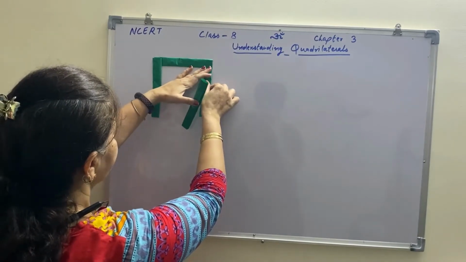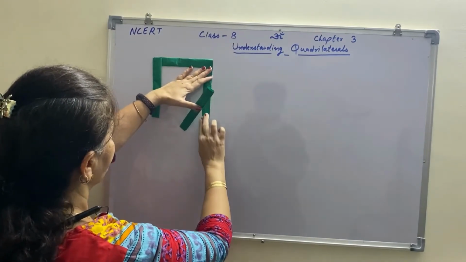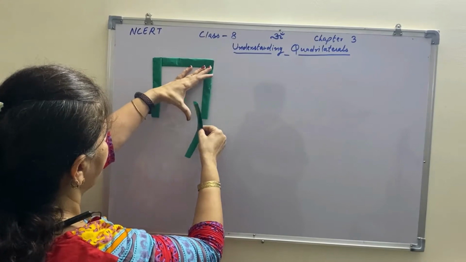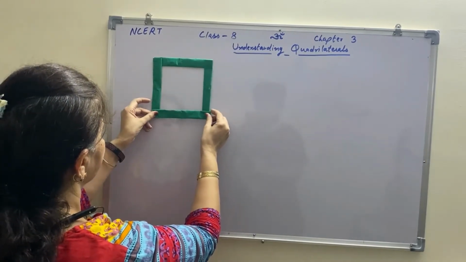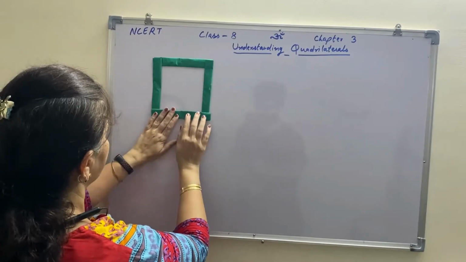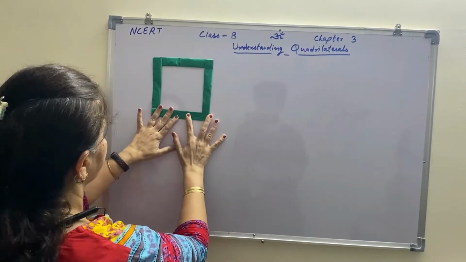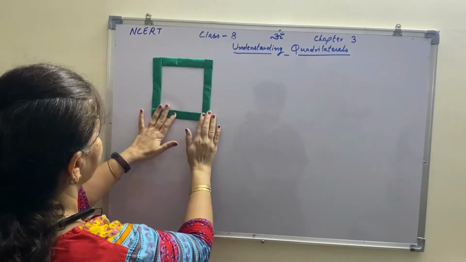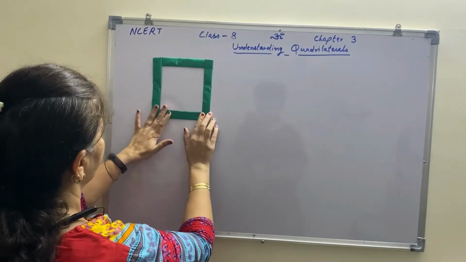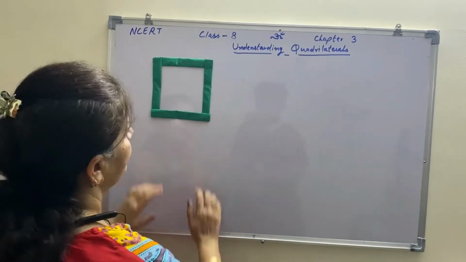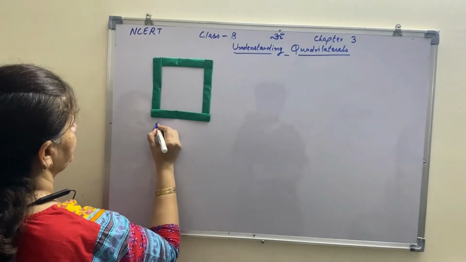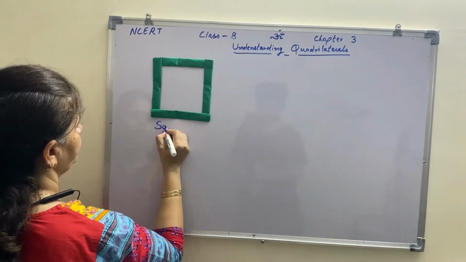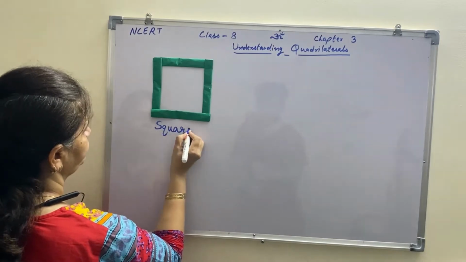And if I place them like this, and then like this, I'm sure you are very familiar with this quadrilateral in which all the 4 sides are equal, and this is a square.